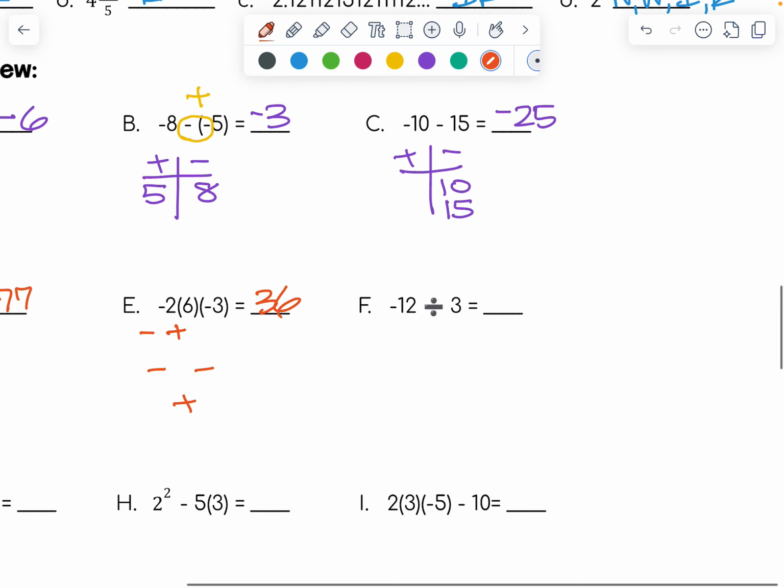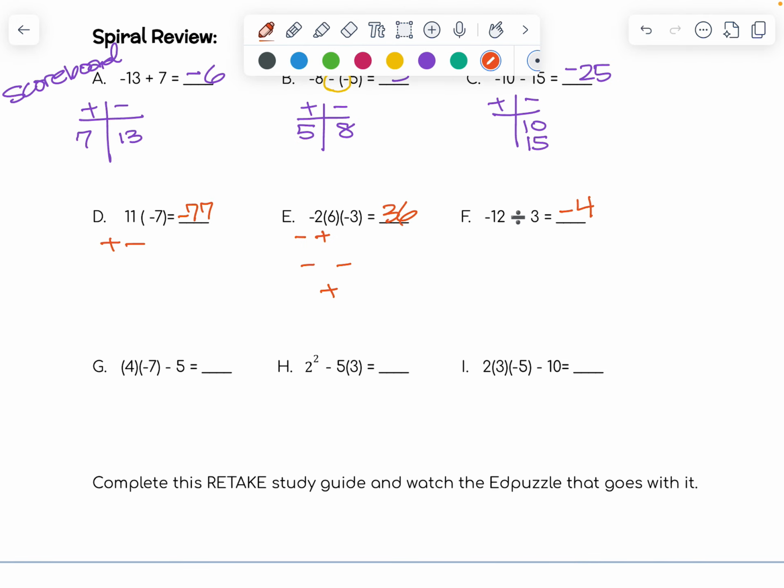All right, next one. I have a negative 12 divided by a positive 3. It's going to be a negative 4. All right, the last ones. I want you to use PEMDAS. All right, so according to this, we don't have any exponents. We do see a lot of parentheses.